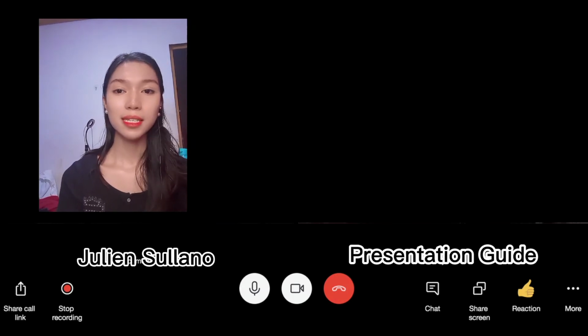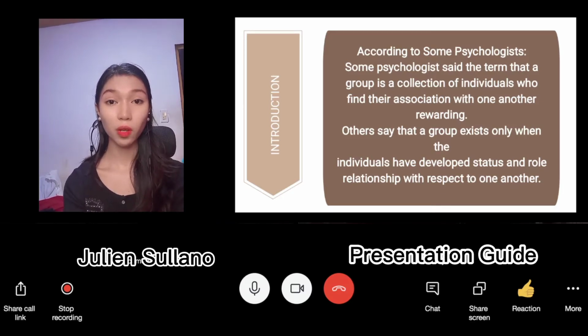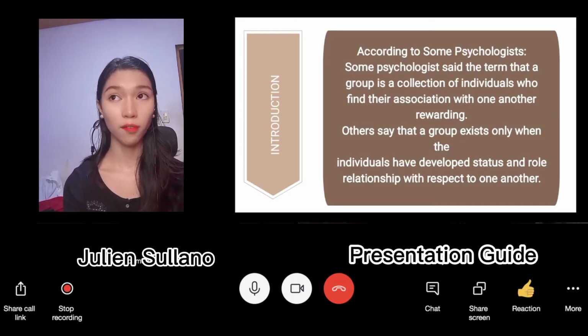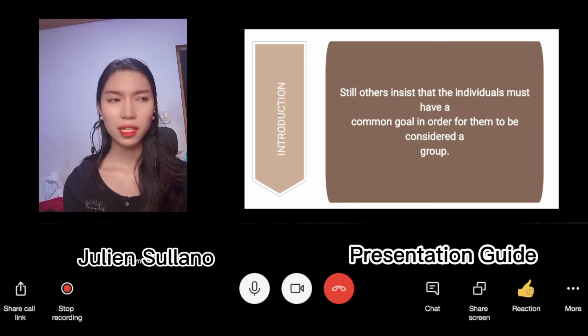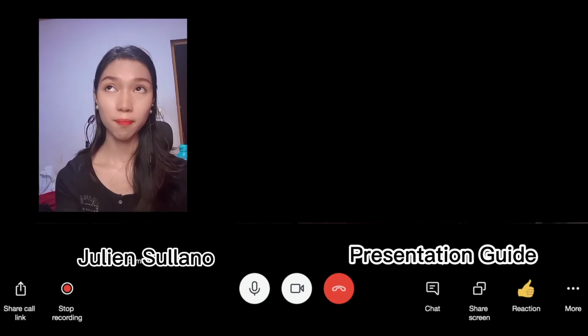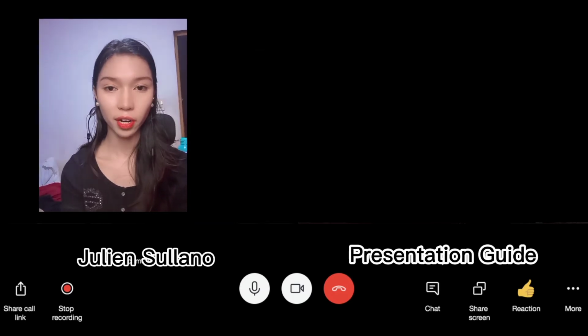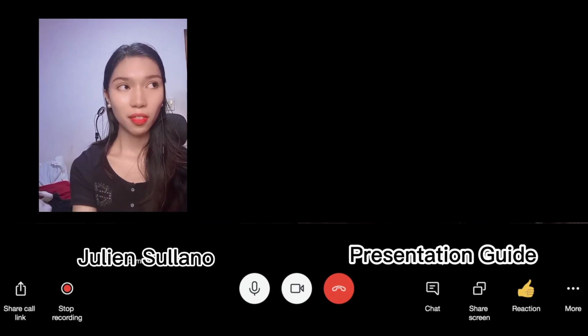According to some psychologists, a group is a collection of individuals who find their association with one another rewarding. Others say that a group exists only when the individuals have developed status and role relationships with respect to one another. Still others insist that the individuals must have a common goal in order to be considered a group, which is true, and I believe in that. When we have common goals, we can easily understand each other. We can have the same thoughts or the same ideas. And that's all about the group.